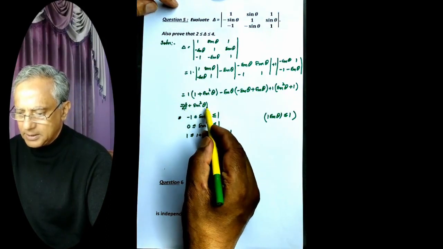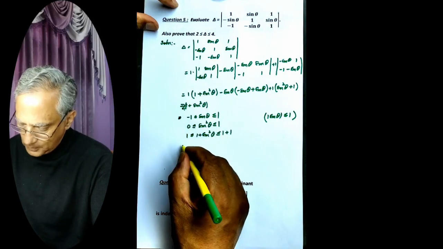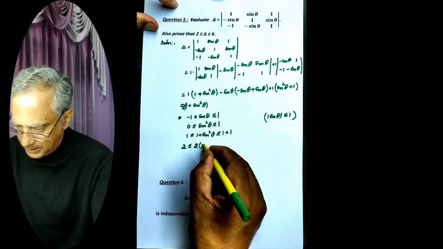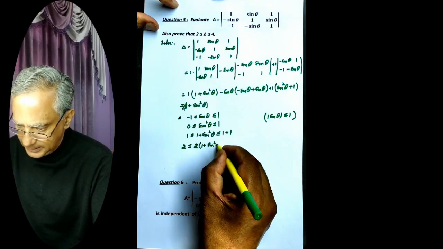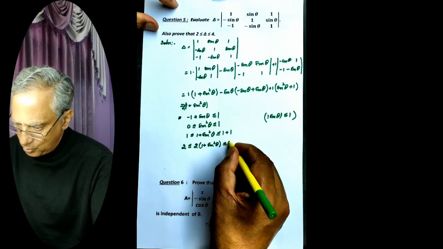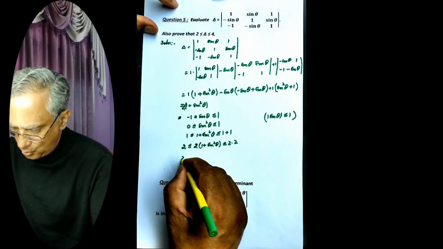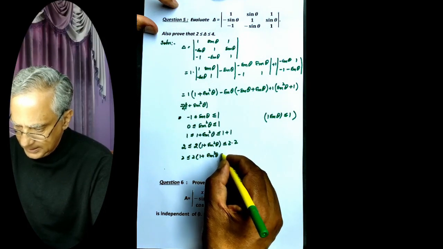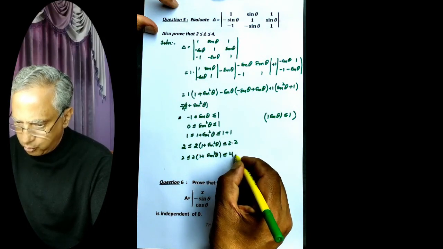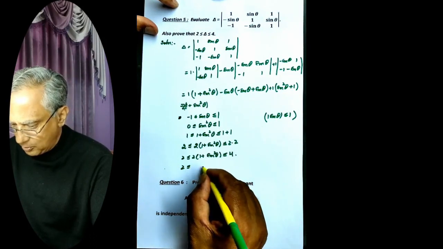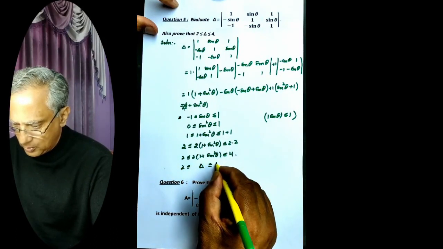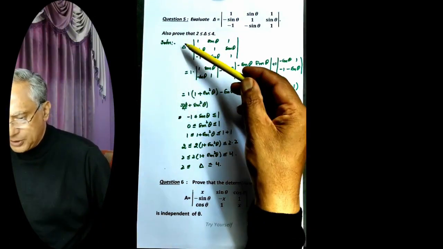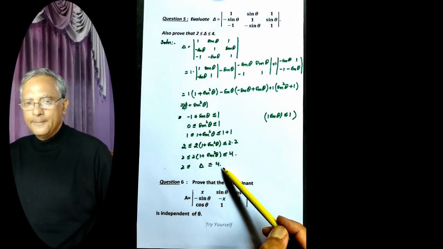Now multiply this result by 2. What we get is 2 is less than equal to 2 into 1 plus sine square theta is less than equal to 2 into 2. That is 2 is less than equal to 2 into 1 plus sine square theta is less than equal to 4. That is 2 is less than equal to delta is less than equal to 4. So we have proved that this, that is delta, lies between 2 and 4.